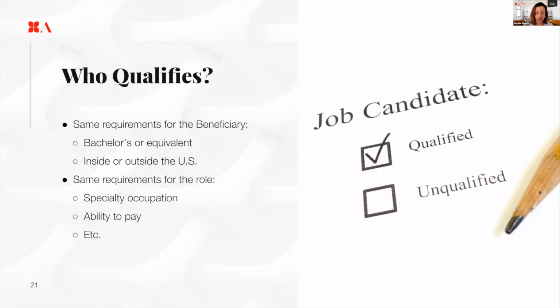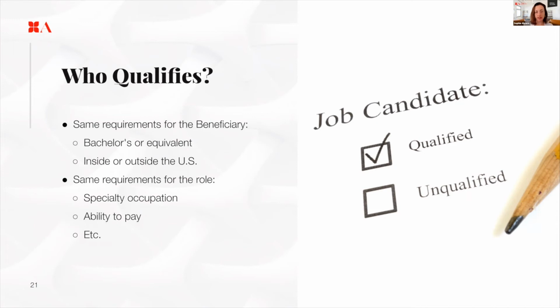A lot is the same compared to a normal H-1B. There are only a few differences, and I'll go into those next, but I just want to highlight some of the basic similarities. The person getting the H-1B, same thing. They need a bachelor's degree or an equivalent education. They can be inside the US, they can be outside the US. And the role and the company have the same requirements. So you need a company that has the ability to pay the prevailing wage in a specialty occupation.